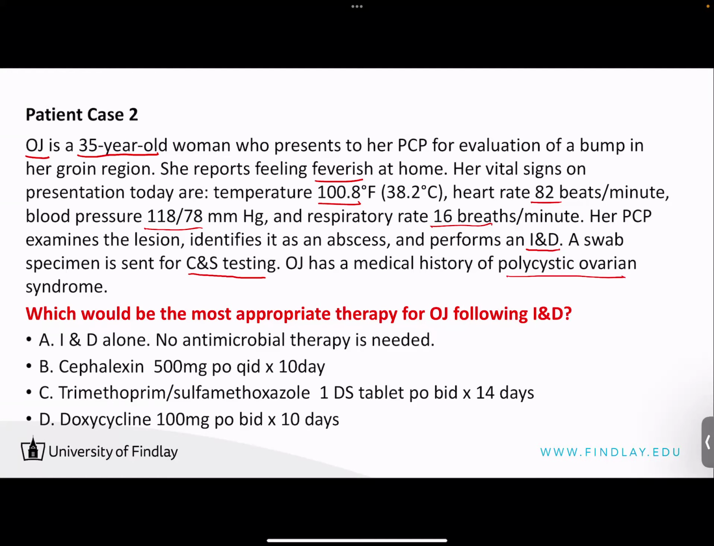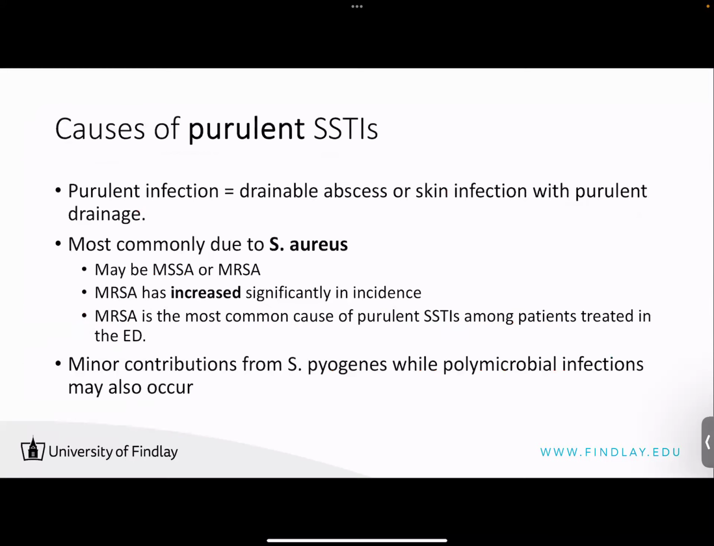All right, just do the incision and drainage. Nothing else is needed. Cut, drain, clean out, send her on her way. Should we give her cephalexin, 500 QID for 10 days, Bactrim, 1 double strength tablet, BID for 14 days? Do we give doxycycline, 100 BID for 10 days? All right, think about that for a second, and we'll come back to it.